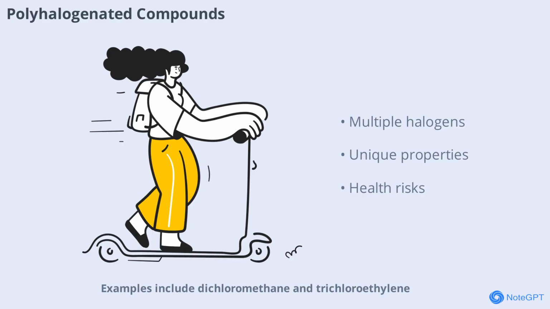Polyhalogenated compounds contain more than one halogen atom. Examples include dichloromethane and trichloroethylene. These compounds often have unique properties and uses, such as solvents or intermediates in chemical synthesis. However, they can also pose environmental and health risks, highlighting the need for careful handling and regulation.